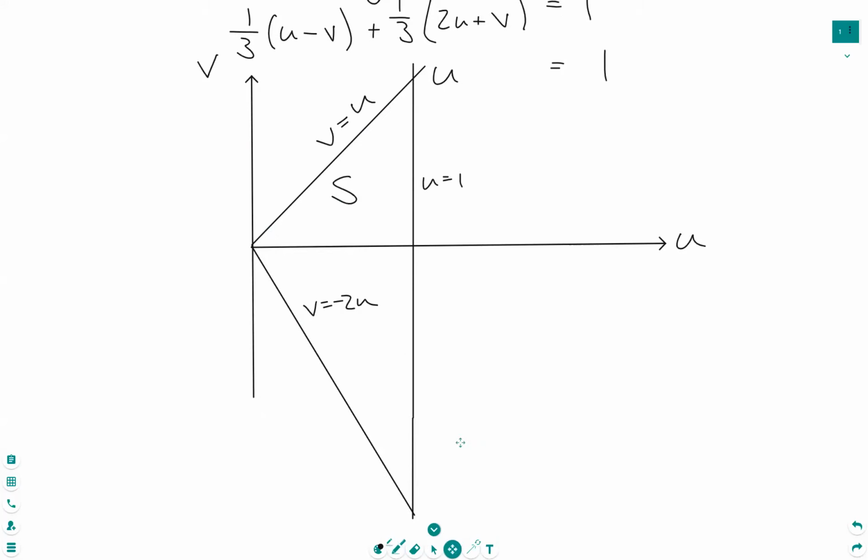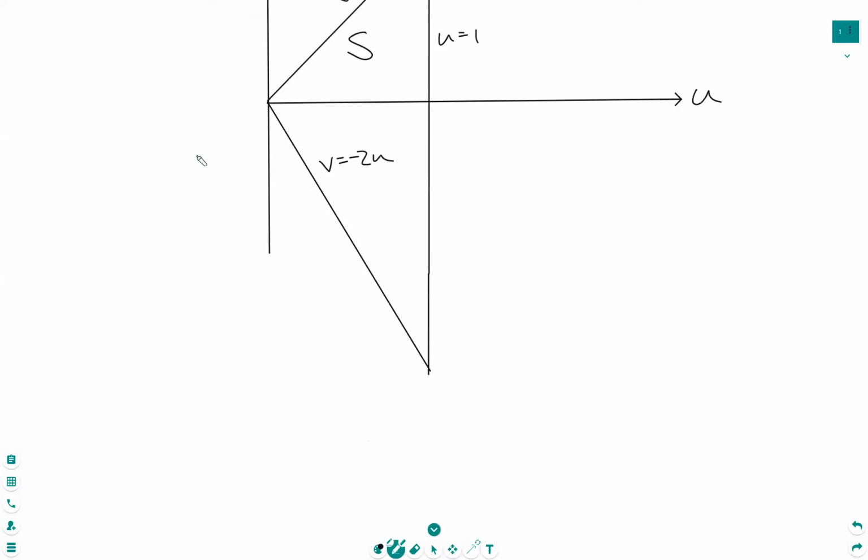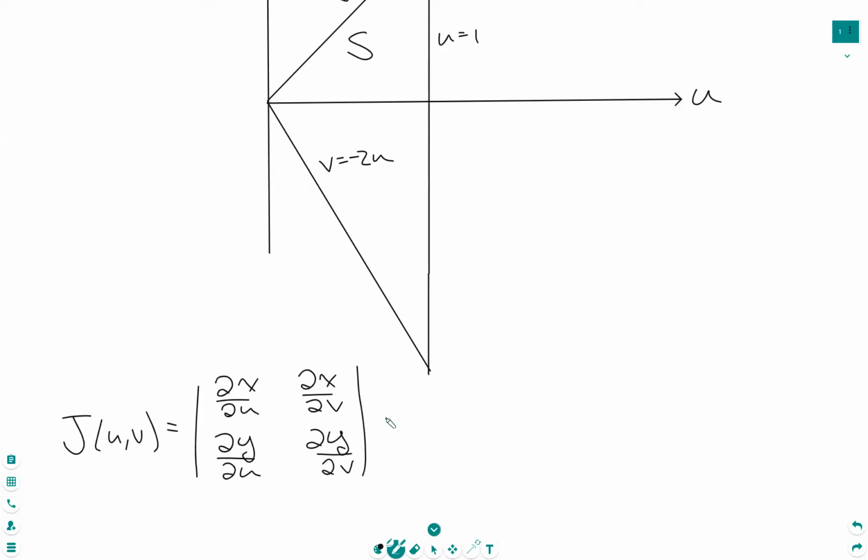Okay, let's look at our Jacobian. The Jacobian of u and v is equal to our partial x, partial u, partial x, partial v, partial y, partial u, partial y, partial v. Well, our partial x, partial u was 1/3. Our partial x, partial v was negative 1/3. Partial y, partial u was 2/3. And then partial y, partial v was 1/3. So this becomes 1/9, and then we add a 2/9, so we get 3/9. So that becomes 1/3.